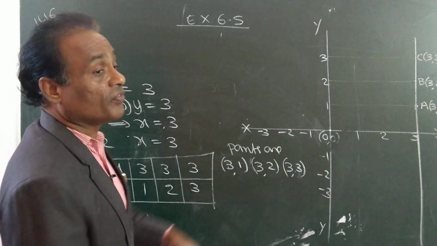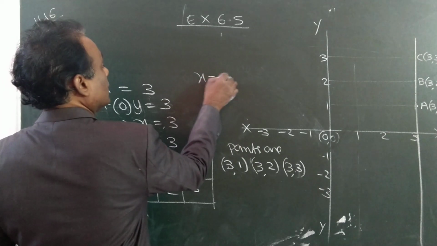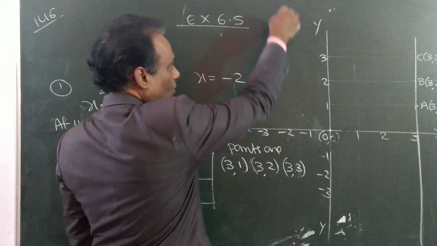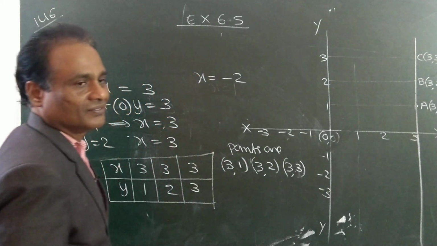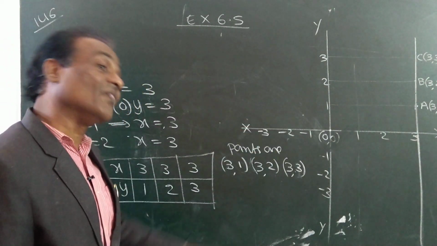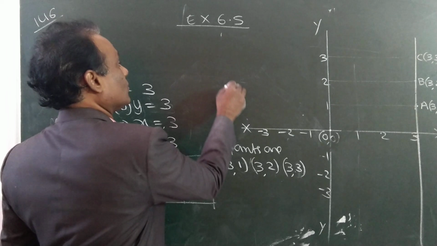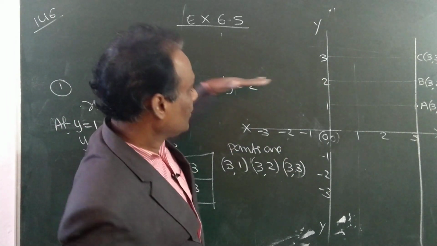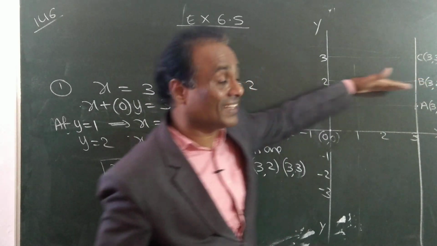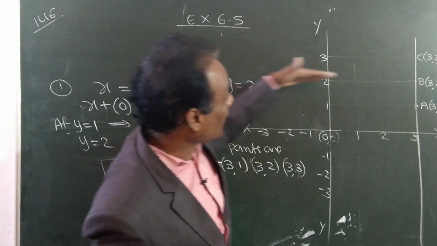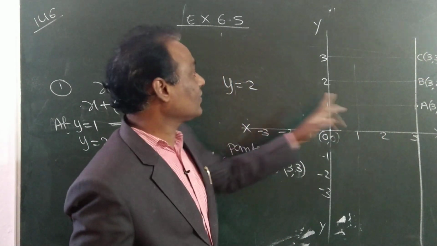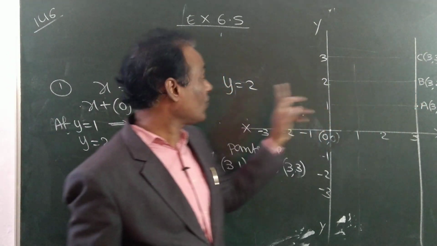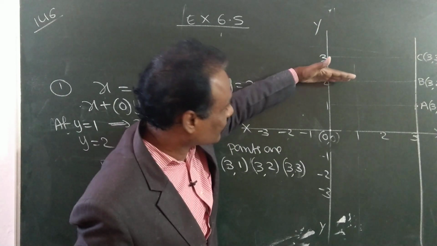Suppose I ask you to draw the line x is equal to minus 2. See, now x value minus 2; draw the vertical line. In the same way, if it is y is equal to something, say y is equal to 2, take y value 2 and draw a horizontal line. Y is equal to line will be parallel to the x axis. X is equal to line will be parallel to the y axis.